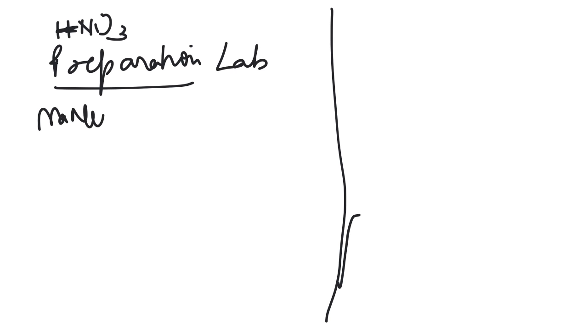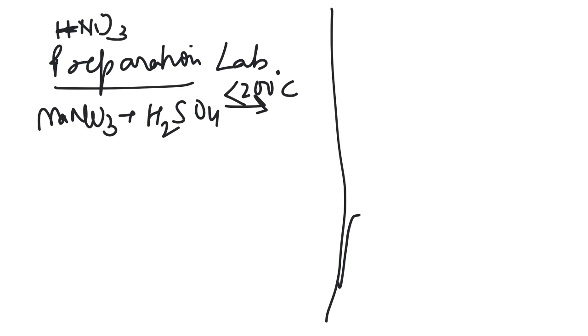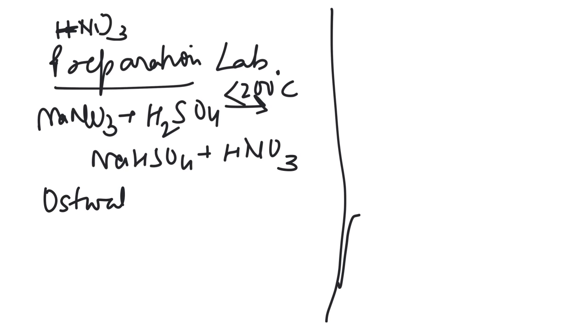NaNO3 reacts with H2SO4. Then what will you get? It is heated at less than 200 degrees Celsius. The reaction takes place, and you will get NaHSO4 and HNO3. So this is the lab preparation. Now on the large scale, the process known as Ostwald's process is used.